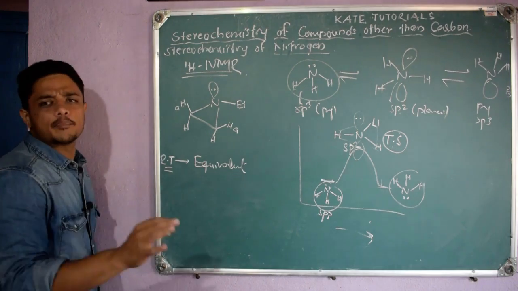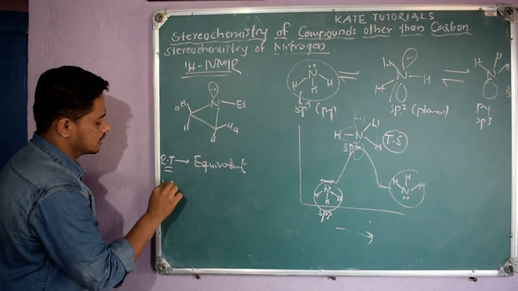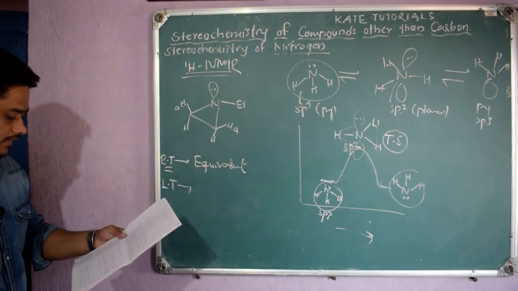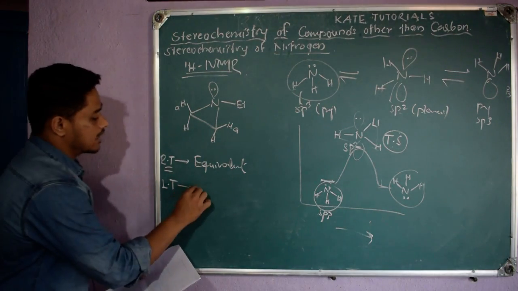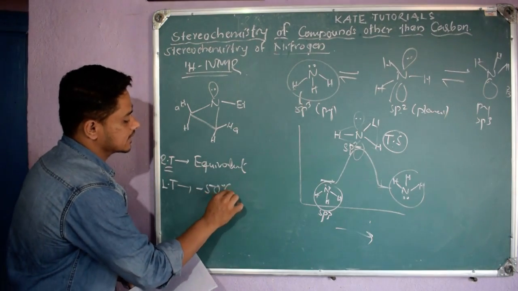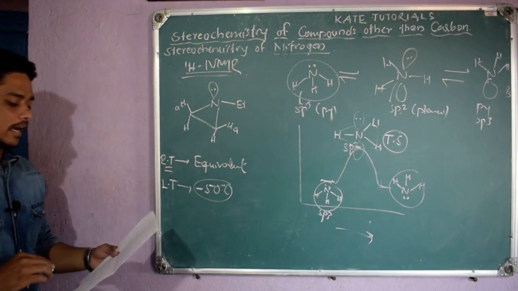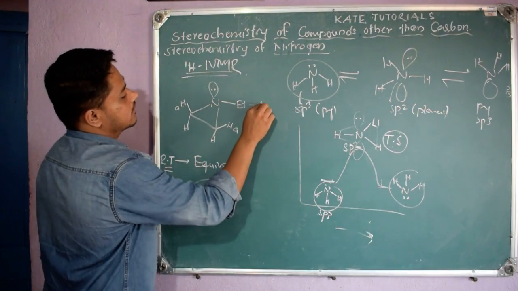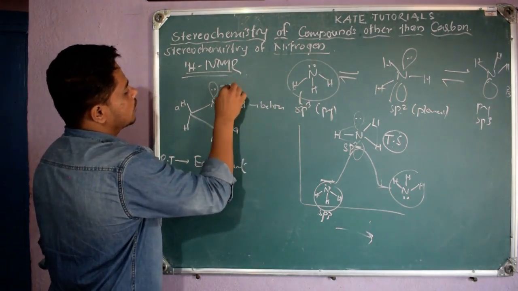But at lower temperature, very low temperature means less than 0 degrees Celsius. They carried out the reaction at minus 50 degrees Celsius. At this much lower temperature, they found out that, see, this is below, right? This is below ethyl. This lone pair is above.